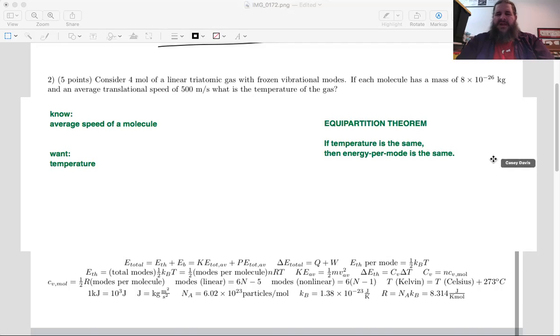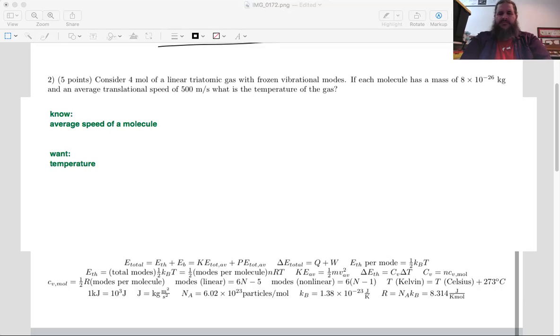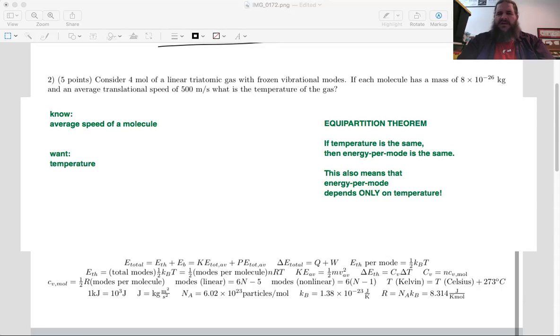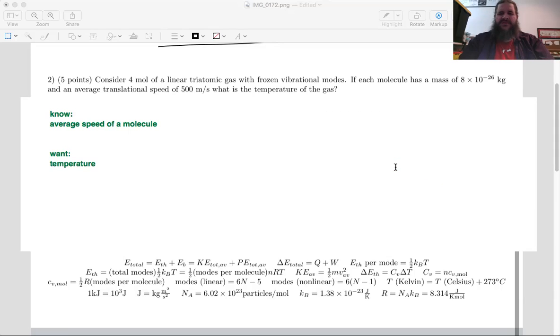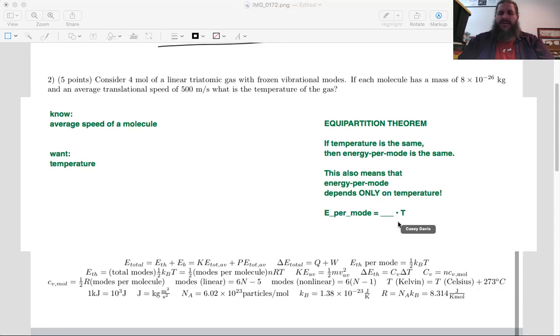This also tells us that the energy per mode depends only on the temperature. And in particular, energy per mode is proportional to temperature. In other words, it equals something times the temperature. This is all proportional means. If we say 2 quantities are proportional, that means that one of them can be written as equal to some constant times the other. And what is that constant of proportionality here? What multiplier turns temperature into energy per mode?